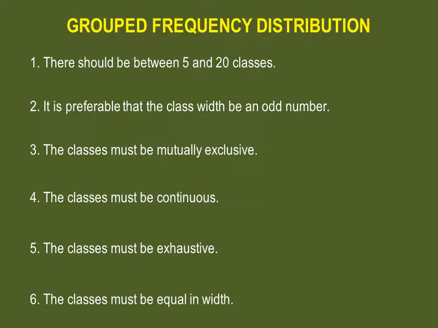Rule number 6, the classes must be equal in width. This avoids a distorted view of the data. As such, your first or last class can be open, such as 54 and above or 35 and less.